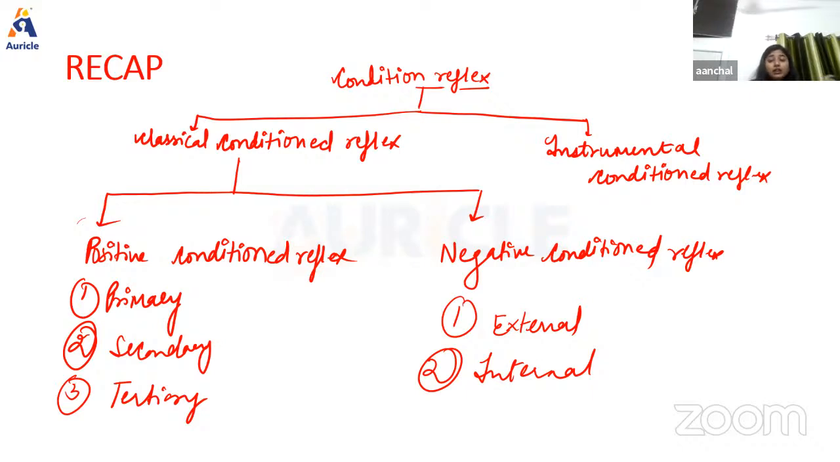Then coming to the instrumental conditioned reflex. So what is this? Instrumental conditioned reflexes are those reflexes in which the behavior of the person is instrumental. This type of reflex is developed by the conditioned stimulus followed by a reward or a kind of punishment. Instrumental conditioned reflexes are also known as operant conditioned reflexes. So this is all about the instrumental and classical conditioned reflex.